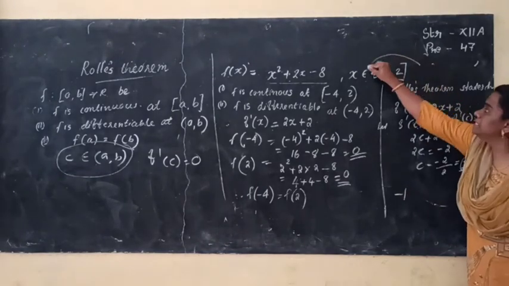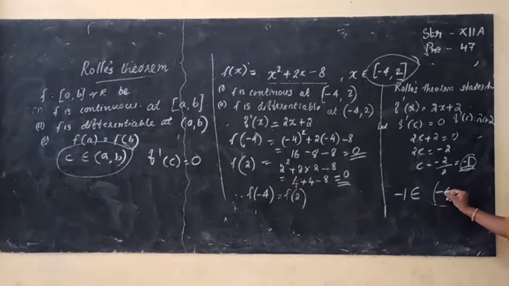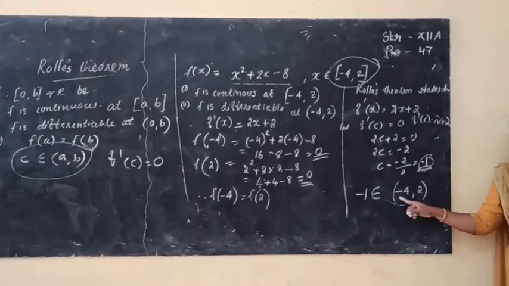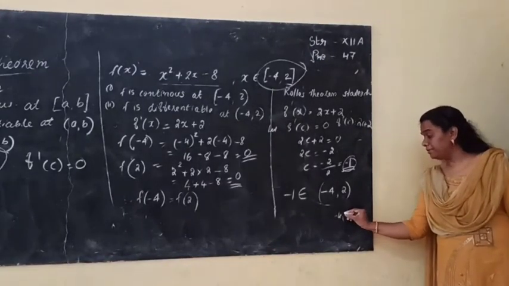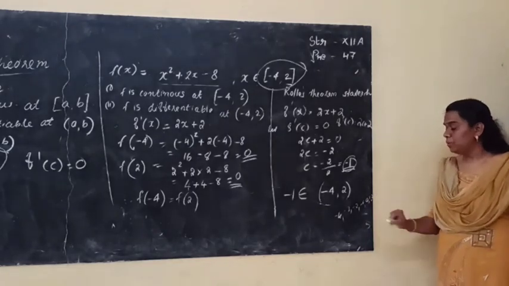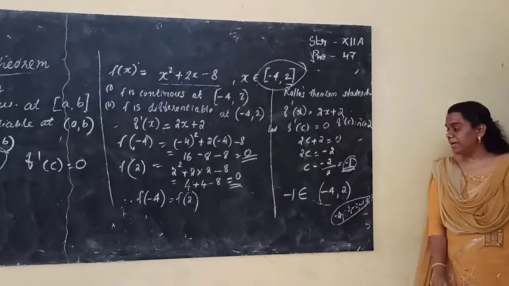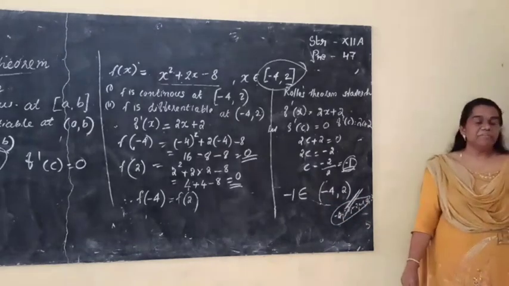Does minus 1 belong to this interval? Yes, definitely, minus 1 belongs to the open interval (-4, 2). In the open interval minus 4 to 2, which numbers are there? Excluding minus 4 and 2: minus 3, minus 2, minus 1, 0, 1, up to 2. All these values, including fractions, are there. So definitely minus 1 belongs to the open interval (-4, 2). Hence, Rolle's theorem is verified.